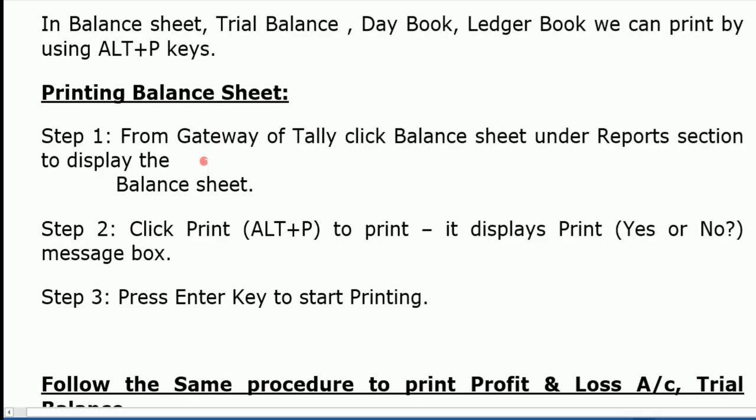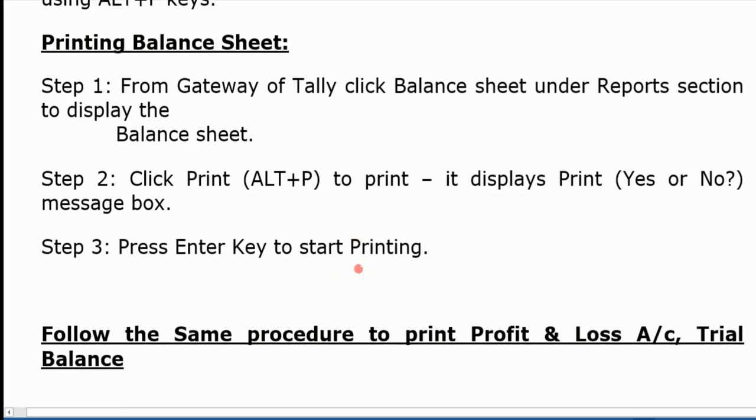Okay, if there is a question related to printing the balance sheet, then you have to move to that balance sheet and take the print option. Step 1: from Gateway of Tally, click Balance Sheet under the Reports section to display the balance sheet. Step 2: click Print or Alt+P to print, and it displays a print yes or no message box. Then press Enter or press Yes to start printing. So this is the method, if the question is how we can print the balance sheet.